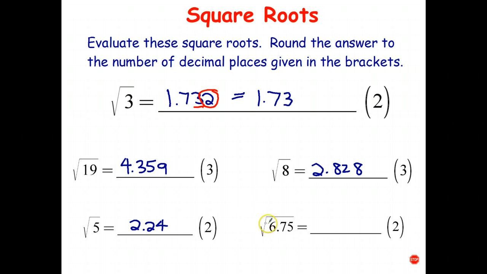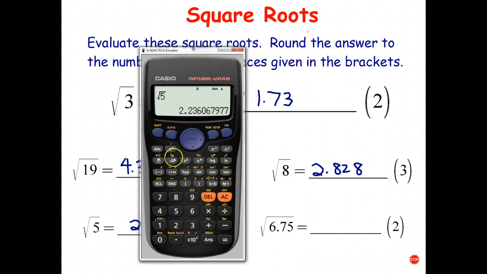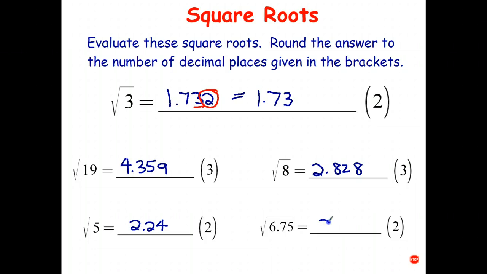And the last one, the number inside the square root this time is a decimal, but that's fine. That's no more difficult when you have a calculator. Square root of 6.75. And this one we're rounding to 2 decimal places. So I get 2.59. And the digit in the third decimal place is an 8. So that 59 has to round up to a 60. So 2.60. And there we have it.